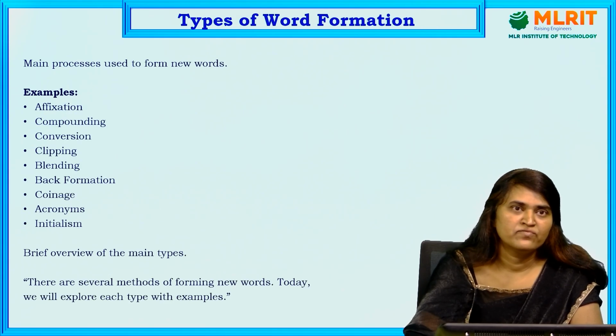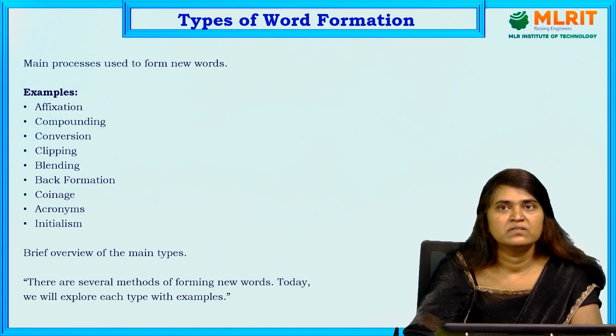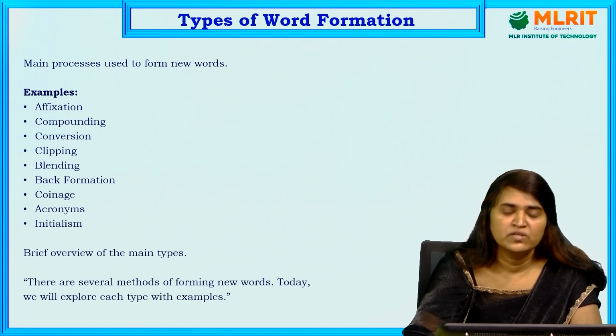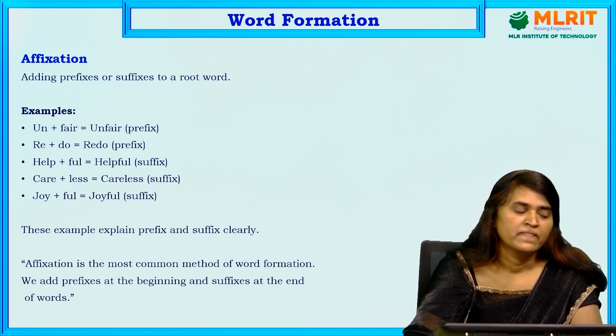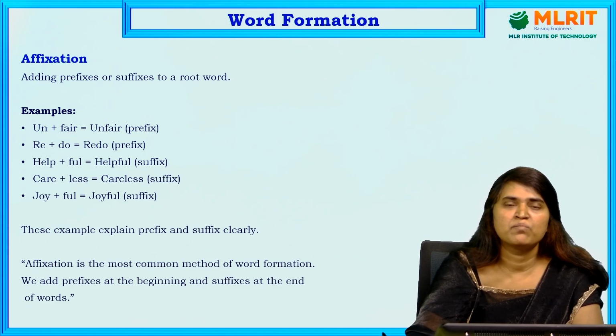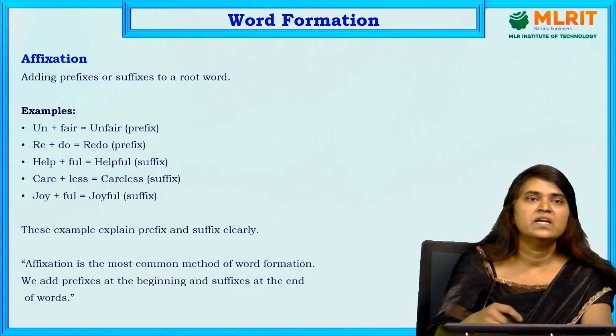So types of word formation, there are many types of forming new words. Today we will learn a few types: clipping, conversion, compounding, blending, back formation, coinage, acronyms, initialism, affixation. So the main process used to form a new word is word formation. First of all, we will learn affixation. What is affixation? Affixation is the most common method of word formation. Here we add prefixes at the beginning and suffixes at the end of words.